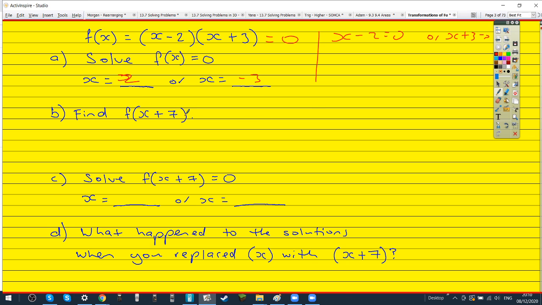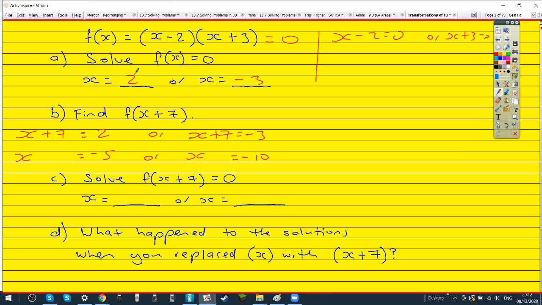Find f of x plus 7. You replace x with x plus 7. x equals 2, or minus 3. So x plus 7 equals 2, or x plus 7 equals minus 3. Solve these two. Would the first one be -5? Yep. The other one would be -6. Oh no, sorry. -10.